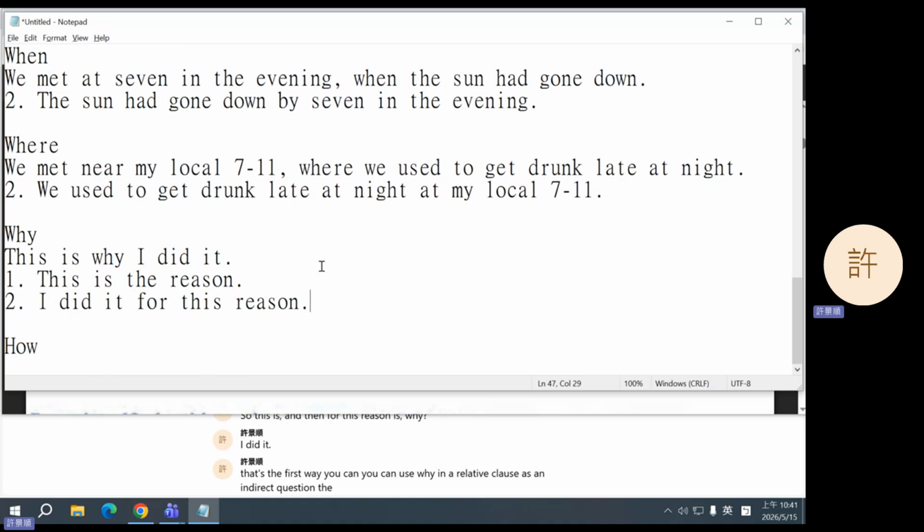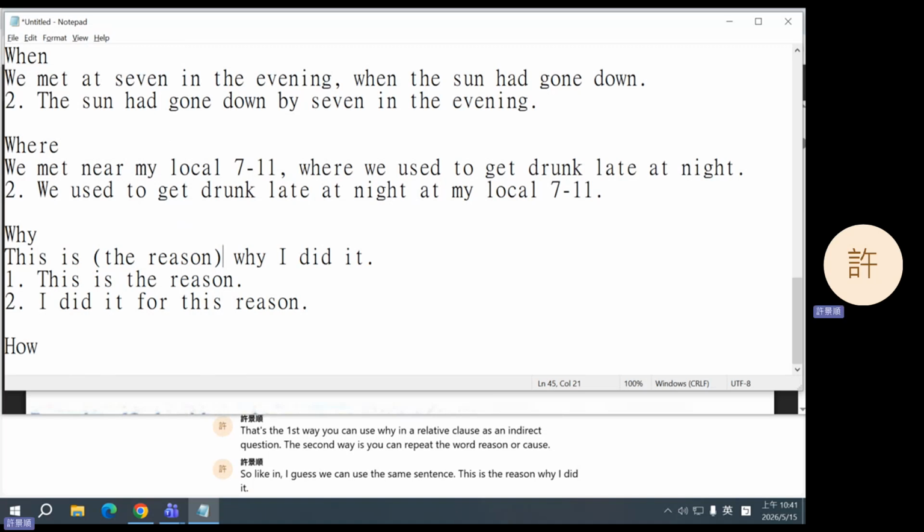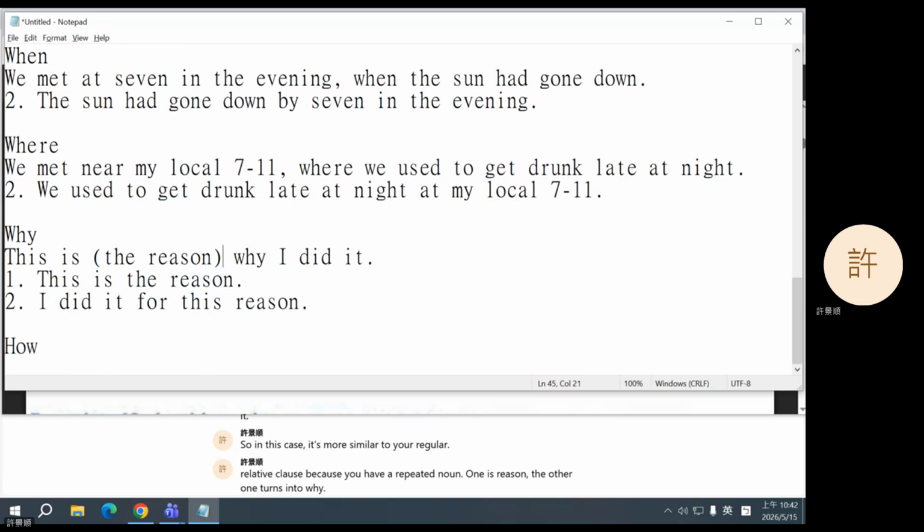The second way is you can repeat the word "reason" or "cause." So I guess we can use the same sentence. This is the reason why I did it. So in this case, it's more similar to your regular relative clause because you have a repeated noun. One is "reason," the other one turns into "why."